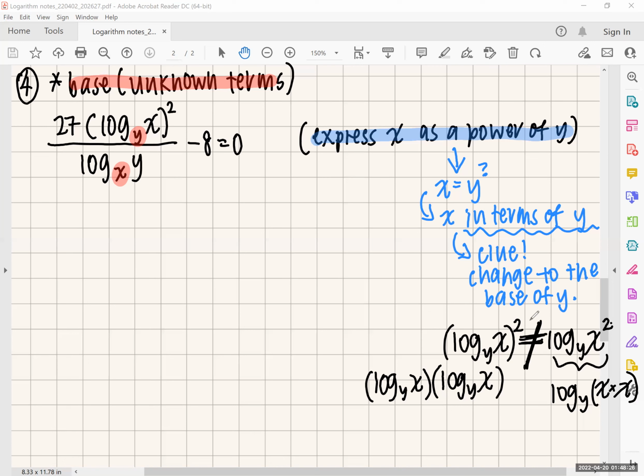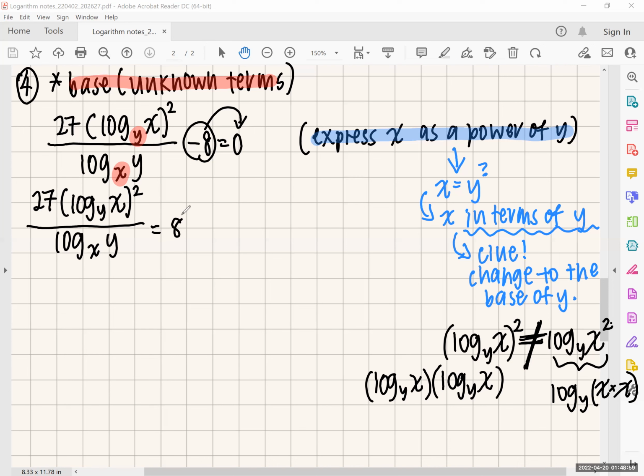So what I'll do over here is, first thing, I would want to bring this 8 over. So I have 27 log yx squared. I know it's really tempting. It's very tempting to do power bring down for this, but no, okay? It's log yx, the whole thing squared, over log xy is equal to 8.